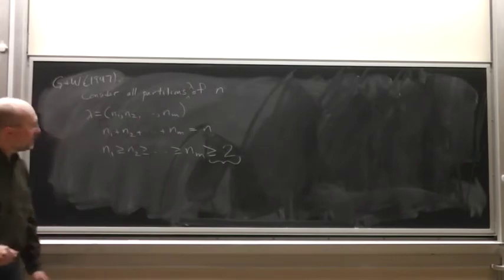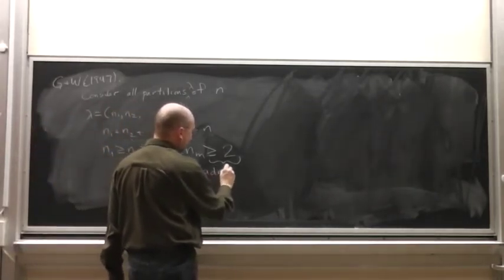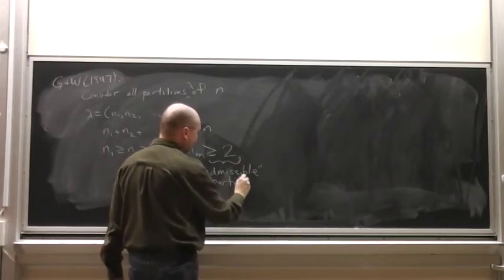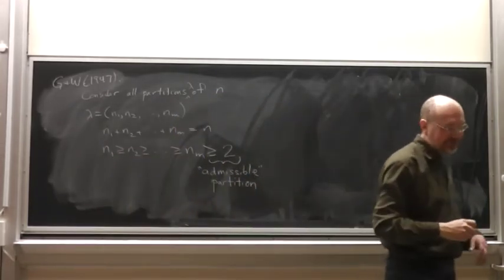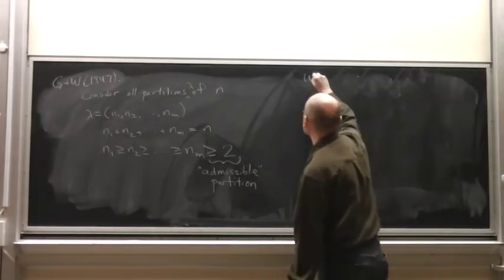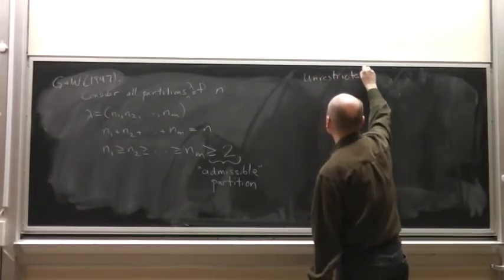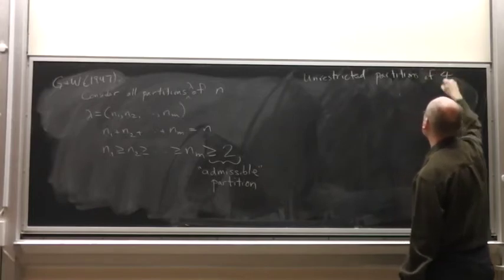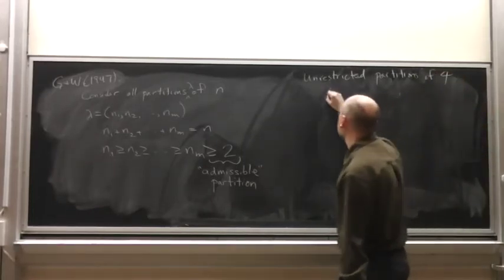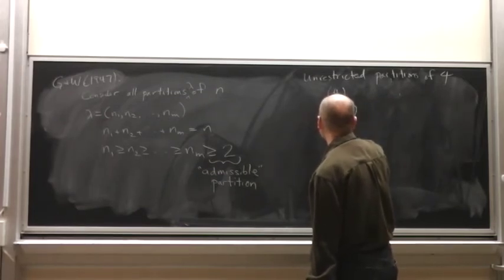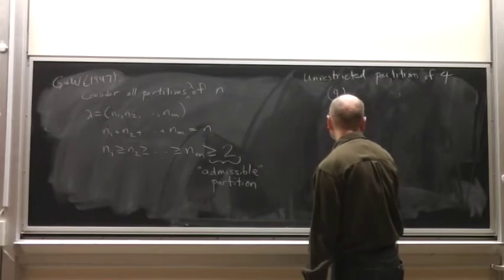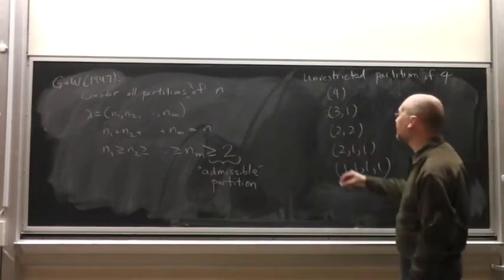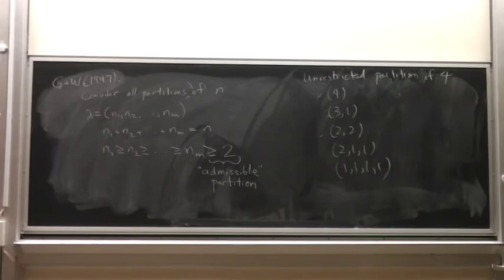Okay. So when we have this condition, I'll call this partition admissible. So just as a quick review, if we look at the unrestricted partitions as opposed to the admissible partitions of, say, a standard example is 4, because there's not that many of them. We've got 4, 3 and 1, 2 and 2, 2 and 1 and 1, or 4 ones. The only ones of these that would be admissible for the Grubbs-Weaver problem would be those two. They don't have any ones in them.